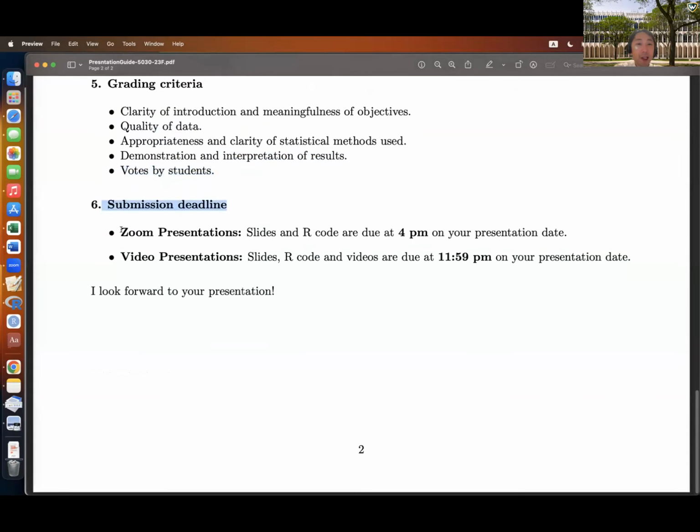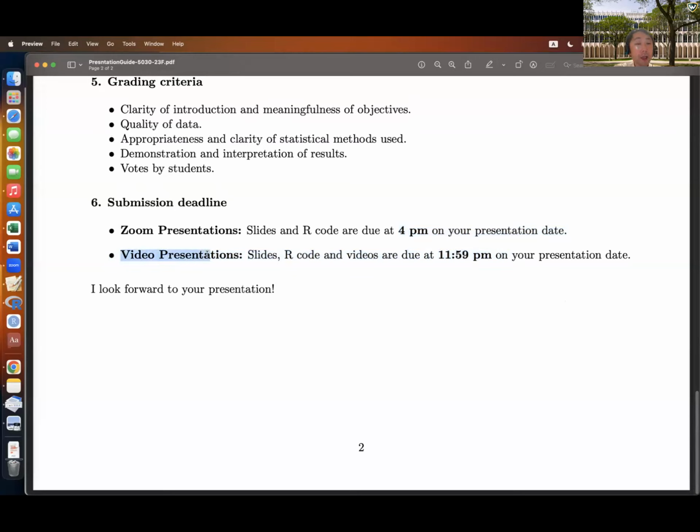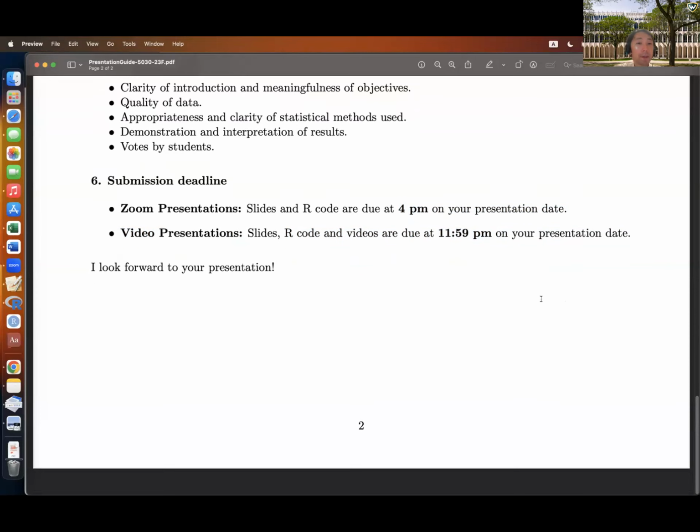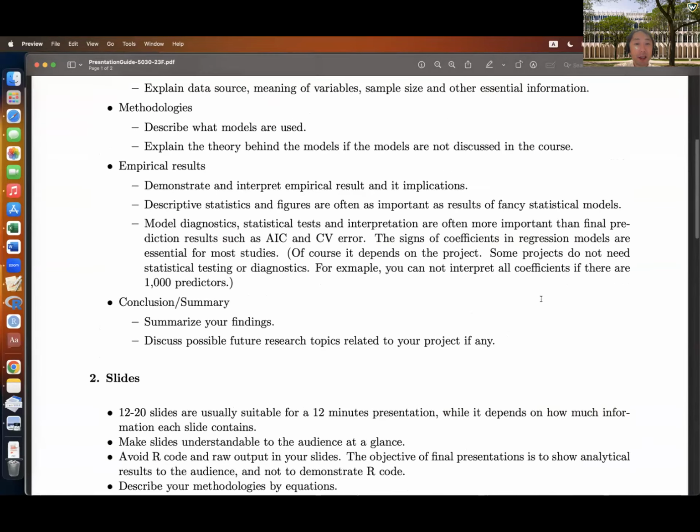And the submission deadline for Zoom presentations, I ask you to submit slides and R code before presentation. So presentation starts at 6:30. So you have to submit the slides and R code by 4 p.m. The R code isn't really essential, but especially slides, the 4 p.m. Usually I don't see R code. So video presentations, submit all materials, slides and R code and the video link by 11:59 on your presentation date. So that's it. Do you have any questions on presentation guideline?